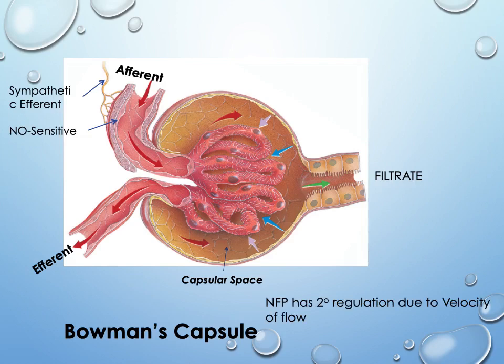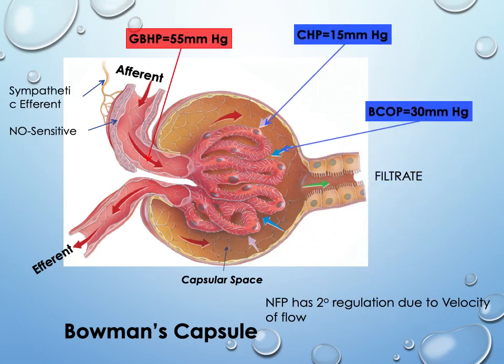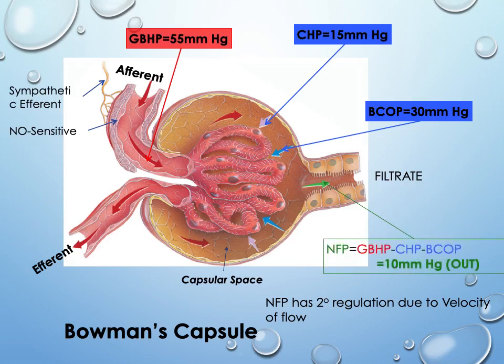So let's take a look at the process as it relates to the formation of the filtrate. We're going to look at it based off of Starling's law principles. However, remember, there is a secondary regulation here based off of the viscosity and velocity of flow, where we are going to be able to regulate glomerular filtration based off of the vasoconstriction and vasodilatation of the afferent arteriole heading into the glomerulus, where we have a high hydrostatic pressure in the glomerular capillaries and a less hydrostatic pressure within the capsular space itself.